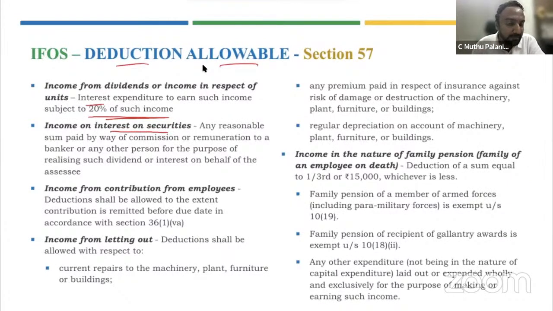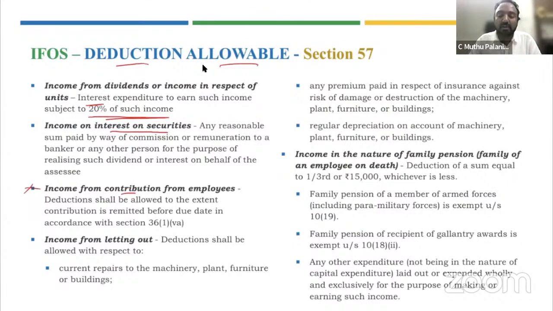Any reasonable sum paid by way of commission or remuneration for the purpose of receiving this. So for the purpose of receiving this interest on securities, if I'm paying any commission or remuneration to a banker, I can adjust that with interest on securities. Income from contribution from employer, I'll skip this.